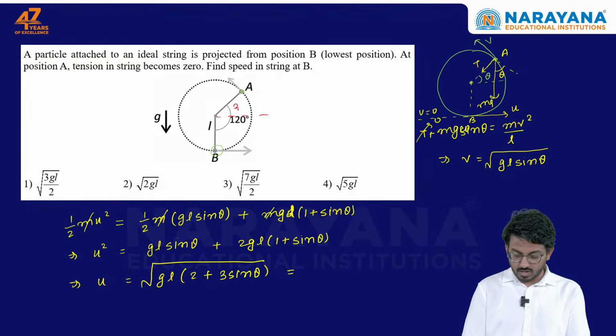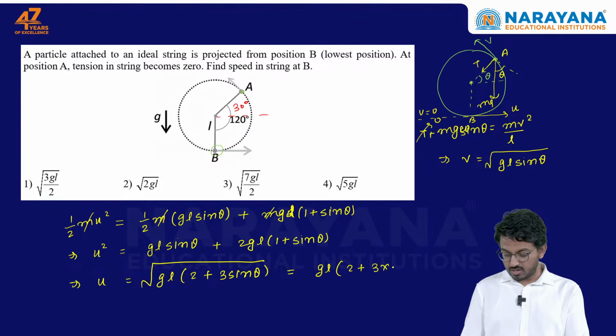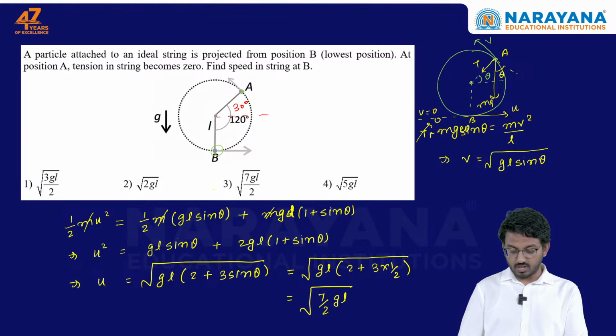Now, solving for that, theta from the horizontal is 30 degrees. So we have to put theta as 30 degrees here, giving us the answer as gL(2 plus 3 sine 30), which is half. So, if we solve it, we get 7 over 2 gL as our answer, which is option third here. So, this is one of the better questions as per JEE Mains. Going to the next question.